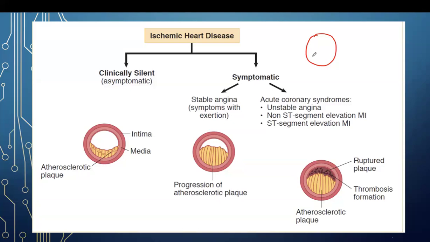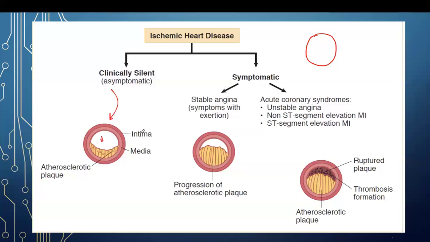Ischemic heart disease is a condition where the lumen of the coronary artery starts to get atherosclerosis or fatty deposition. If you see here, this is the lumen, right? And you can see that there is a bit of atherosclerotic plaque there. This patient might not have any symptoms because the lumen is significantly open, maybe just 30% blocked. So that's not going to give any symptoms to the patient.